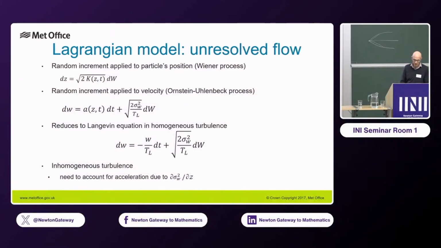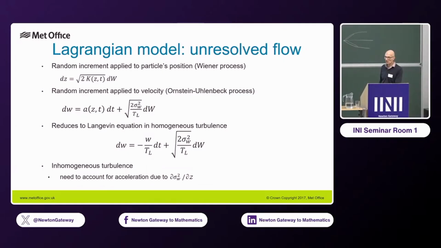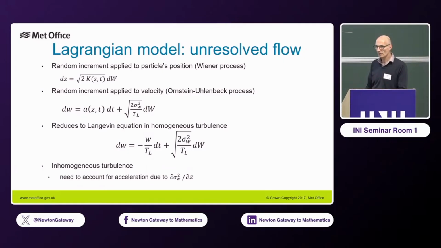So that's why we have two levels of stochastic differential equations, because if you want accurate information close to the source, then you need to use the second one. But this is more expensive because you then need to integrate it again to get the particle's position.